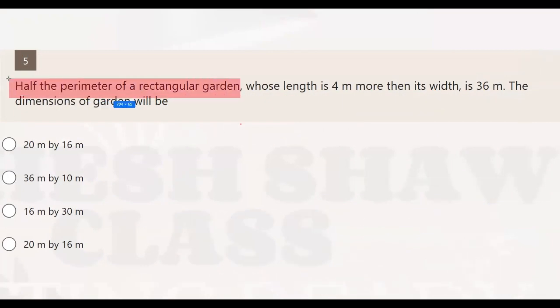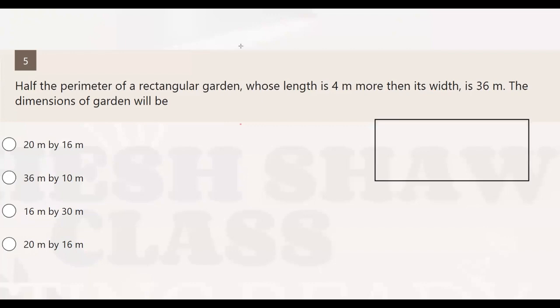The question says half the perimeter of a rectangular garden whose length is 4 more than its width is 36. Find the dimension of the garden. So let's say I take a rectangle with the length being x and the width being y. The first relation is what? The length is 4 more than its width. So I can write x minus y is equal to 4. That is the first equation obtained.